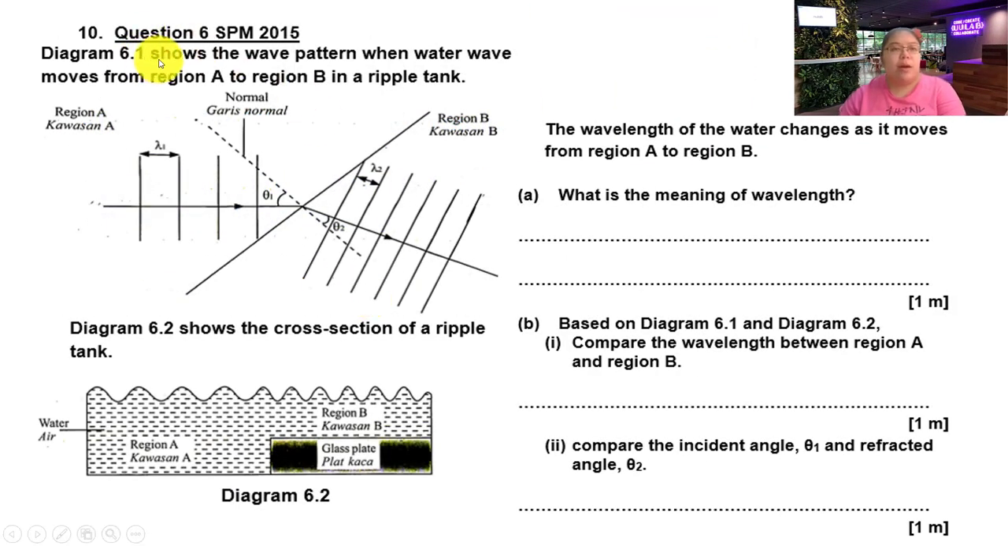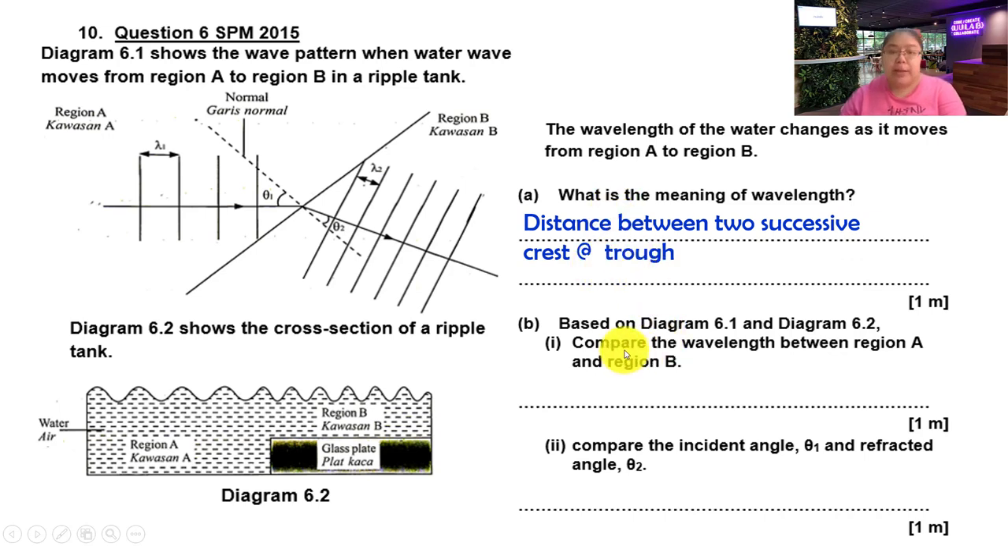Okay, number 10, about the wave pattern again, from the deep to the shallow part. Now we have region A and region B. This one is the result. In region A, you find the wavelength is further apart, then region B becomes closer. The wavelength of the water changes as it moves from region A to region B. What is the meaning of wavelength? The wavelength is the distance between 2 consecutive, or you say successive, this is a keyword, that means berturut-turut, the next one. So either trough or crest also can.